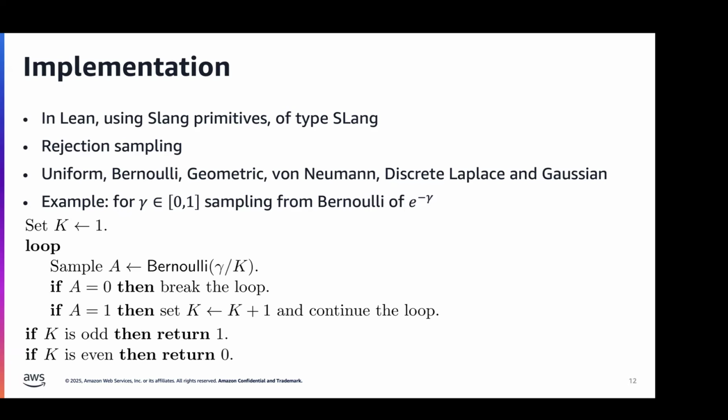And here I just show you one example of the kind of sampler. So if at some point we need, for a value gamma between 0 and 1, to sample from Bernoulli of exponential minus gamma, one algorithm to do this is you take a counter, initialize it to 1, and then you repeatedly sample from a Bernoulli parameterized by gamma divided by k, the counter. And if a is 0, you exit the loop. Otherwise, if a is 1, you increment the counter and continue. Once you're done with this, if k is odd, you return 1. Otherwise, if k is even, you return 0.